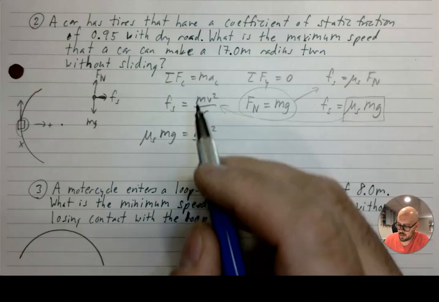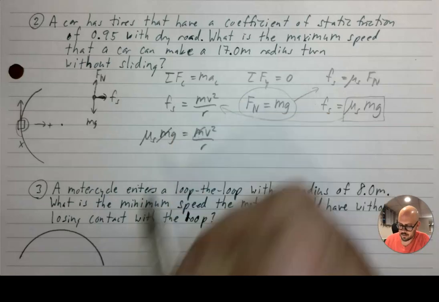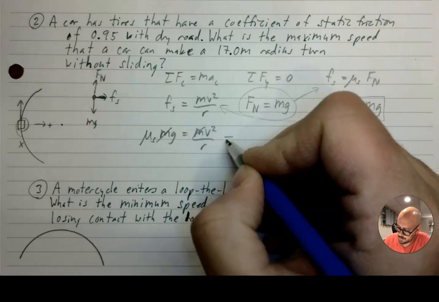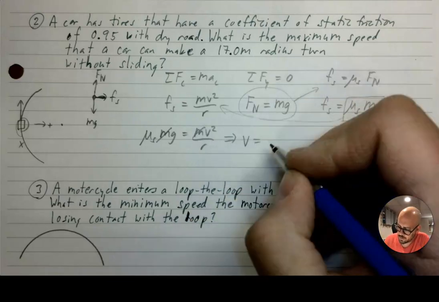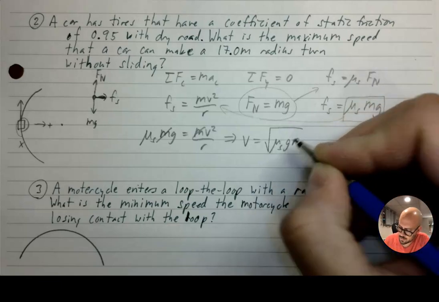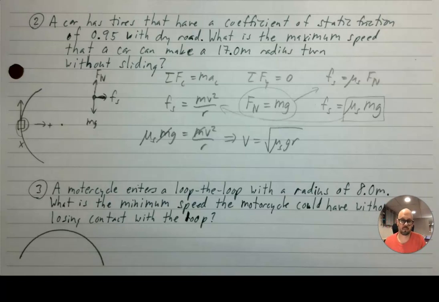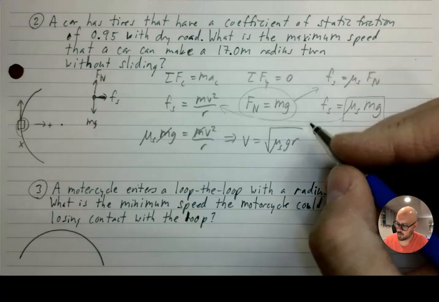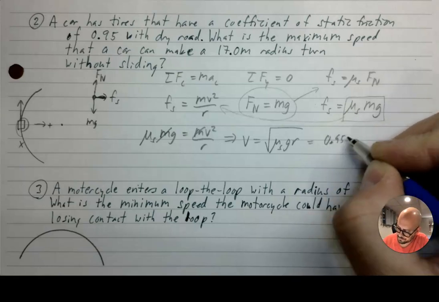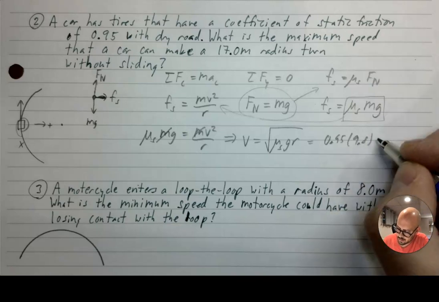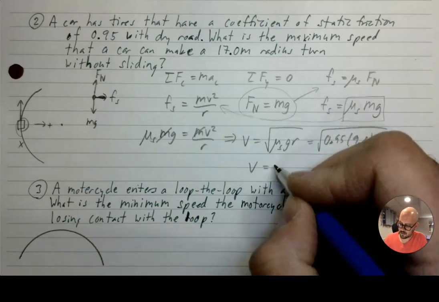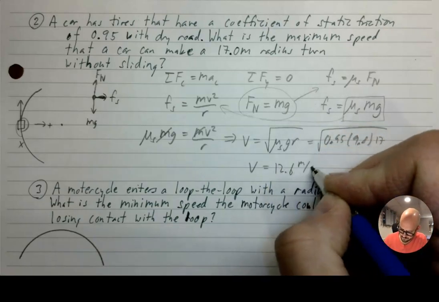All right, both terms in this equation have mass, so I can cancel that, and I can solve it for v. If I were to solve this equation for v, it would be the square root of mu times g times r. So not coincidentally, 3 values that I know at this moment. So that speed is going to be 0.95 times 9.8 times 17, and then the square root of that. That speed is 12.6 meters per second.